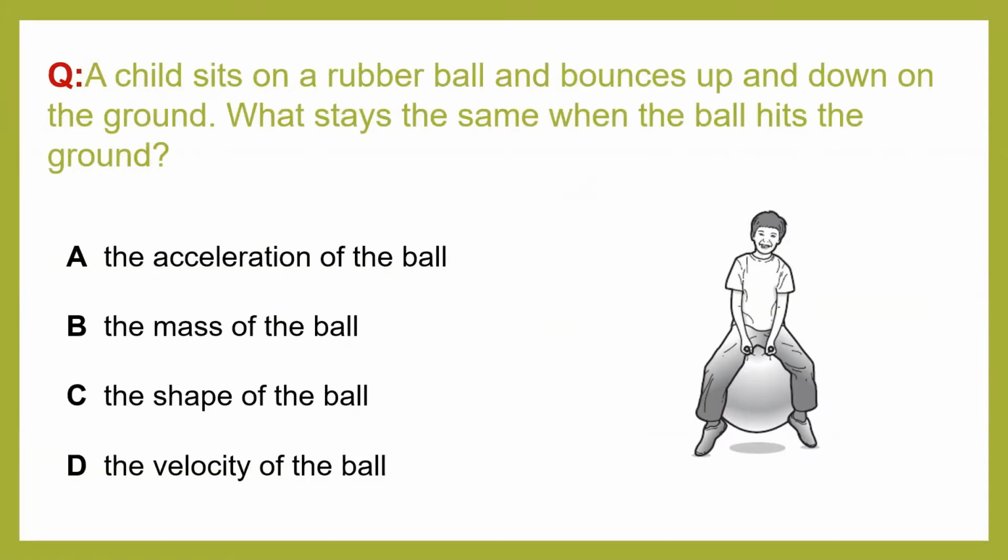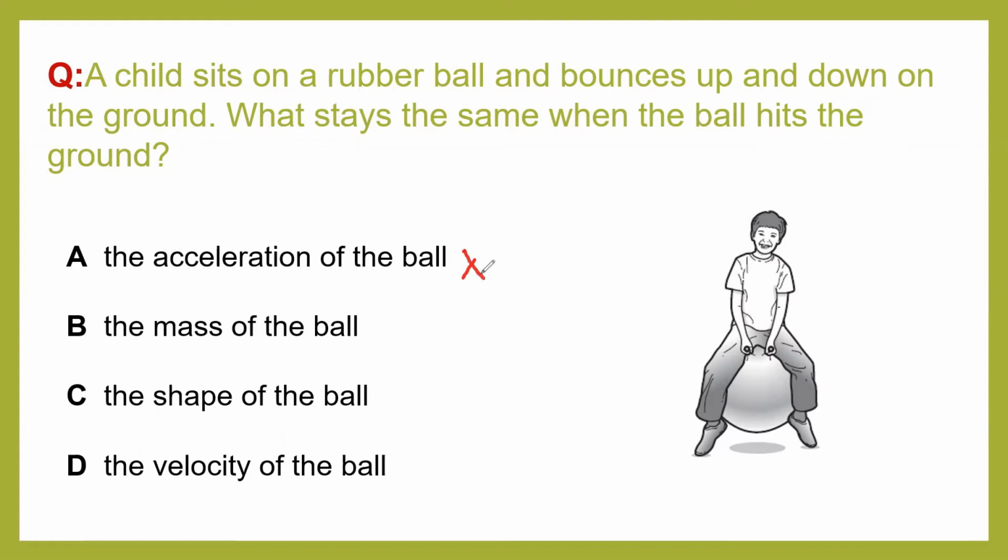We can try another question. A child sits on a rubber ball and bounces up and down on the ground. What stays the same when the ball hits the ground? So we are going to see the quantity that stays the same when the ball hits the ground. So the first is A, the acceleration of the ball. No, the ball is moving in different directions, so acceleration cannot be the same.